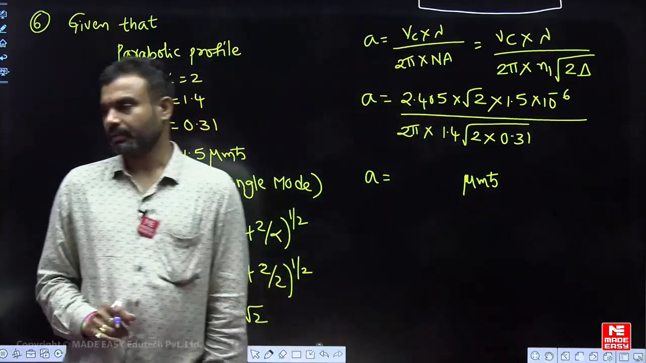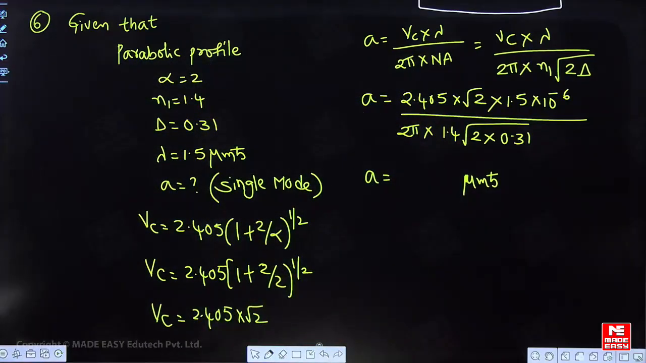So, the answer we are having is 8.01 micrometers. 8.01 micrometers. Remaining students, please calculate and tell the answer. Use calculators and tell the answer. We start the next concept.